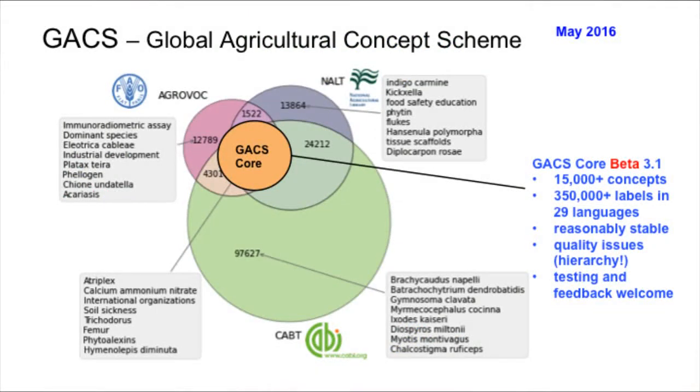So what we have by May of 2016: we released GACS Core Beta with 15,000 concepts and 350,000 labels in 29 languages. We consider this to be reasonably stable. There are some outstanding quality issues, in the hierarchy, which I'm going to talk about in a minute. And we're welcoming testing and feedback. You can see here the relative size of GACS Core with respect to the source thesauri.